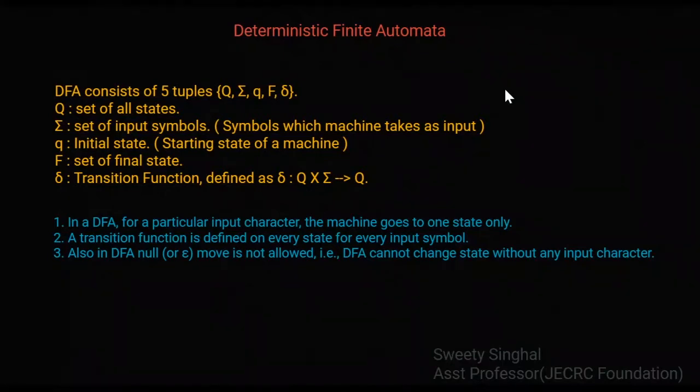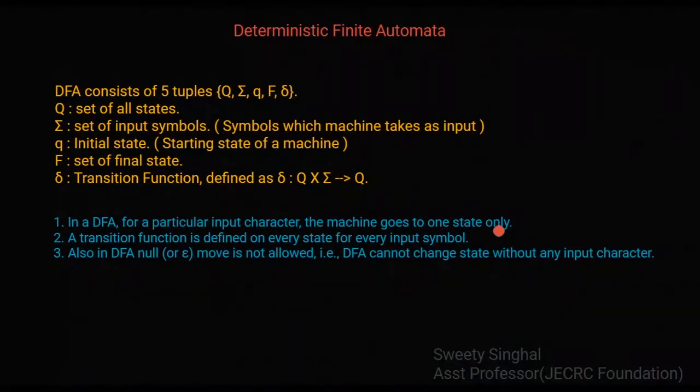Okay, there are certain rules in DFA. What kind of rules are they? Here I mentioned 3 rules for deterministic finite automata. While we design a deterministic finite automata, there are 3 rules we keep in mind. First one is, in a DFA, for a particular input character, the machine goes to one state only.